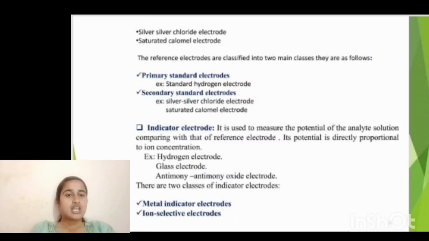Another one is the indicator electrode. It is used to measure the potential of the analyte solution by comparing with that of a reference electrode. Its potential is directly proportional to the ion concentration. For example, hydrogen electrode, glass electrode, antimony oxide electrode. There are two types of indicator electrode. One is the metal indicator electrode, the second one is the ion selective electrode.